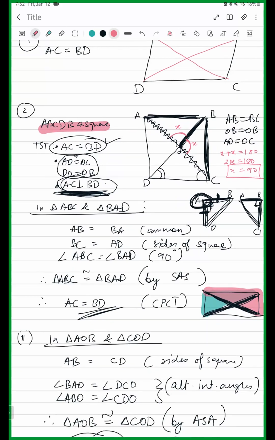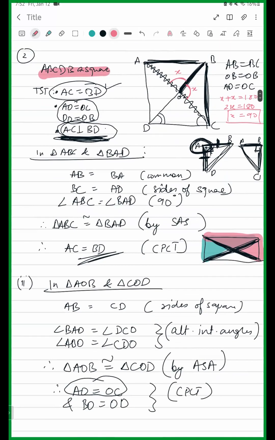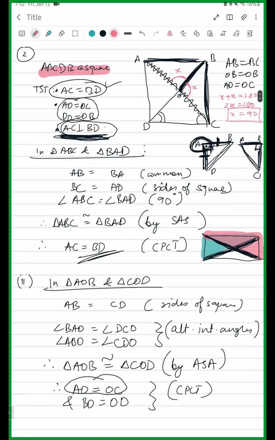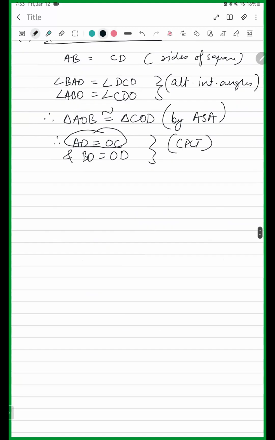Okay. Then this was the second question. Let's come to the third one. Shall we move forward? Yes, ma'am, third question.